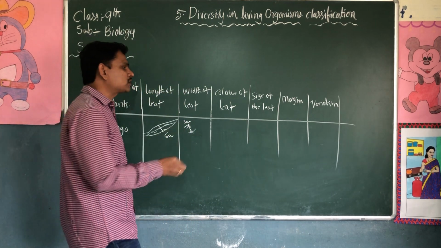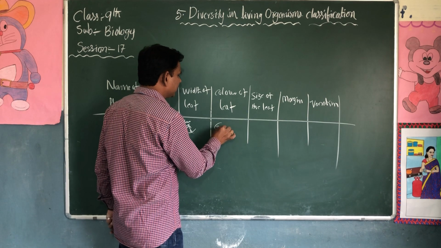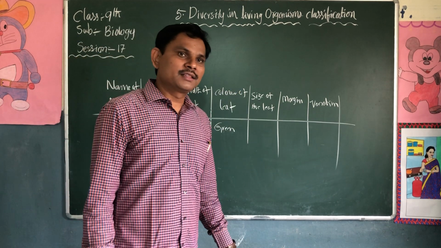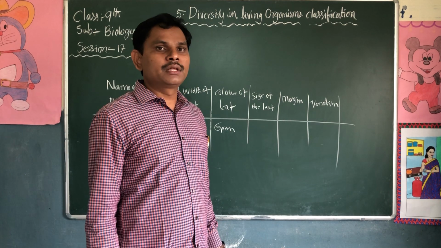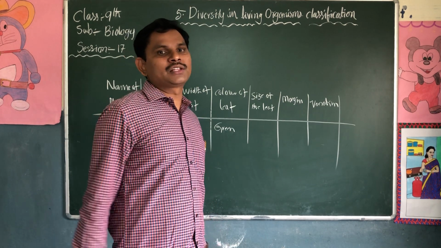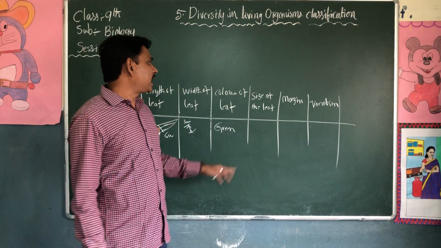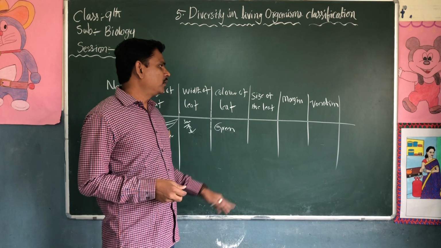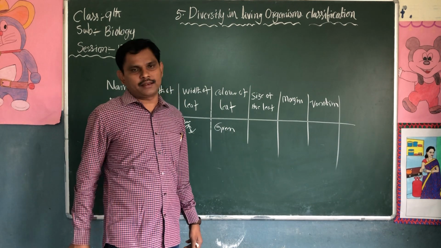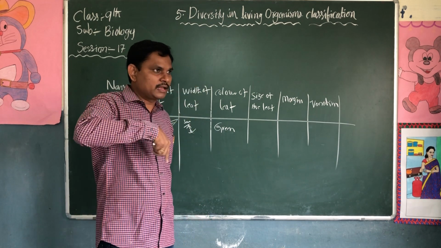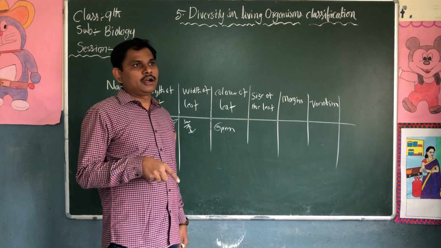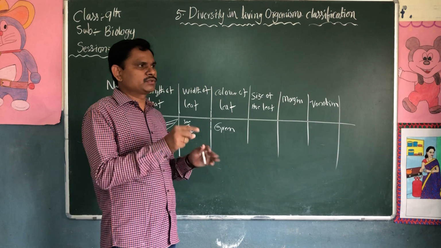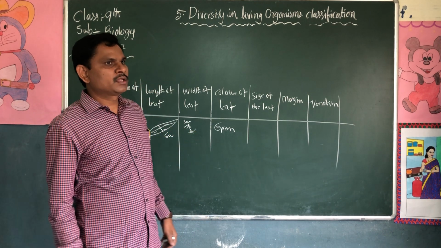Color of the leaf is mostly green. Most of the leaves are green in color, though some leaves are in different colors also. Size of the leaf: what is the size of the leaf? Margins: how are the margins? How many veins are there? How many small veins and branches are there in the leaves? We have to compare. Venations.